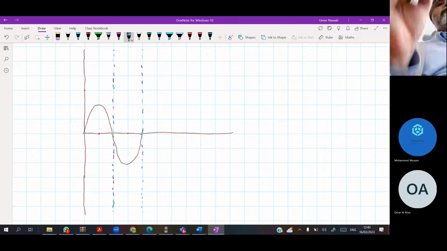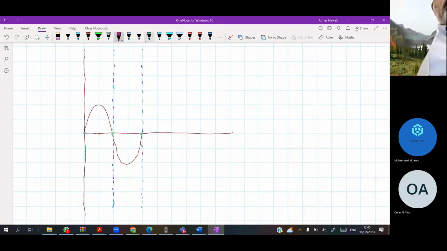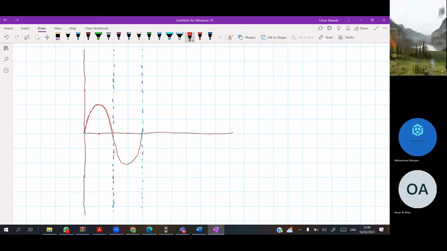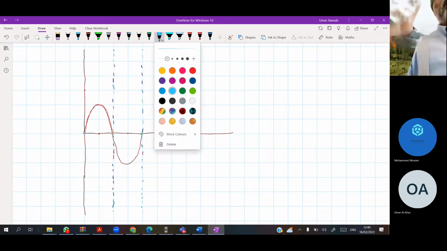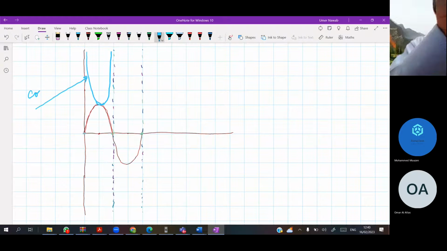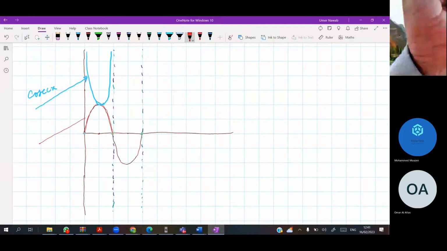Now, since it is a cap, check that. Which one is a cap? This one is a cap. I will make an opposite of this. What should it be? Like this. The blue one is for cosecant, and the red one is for sine.